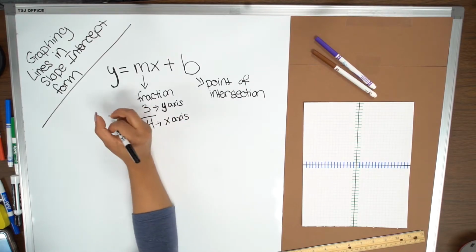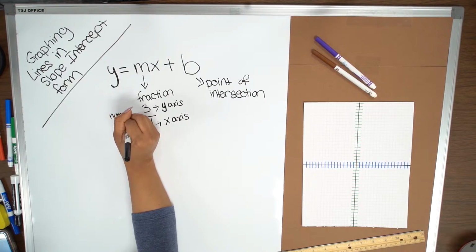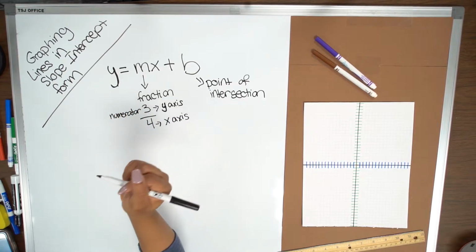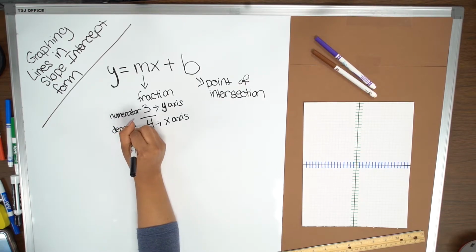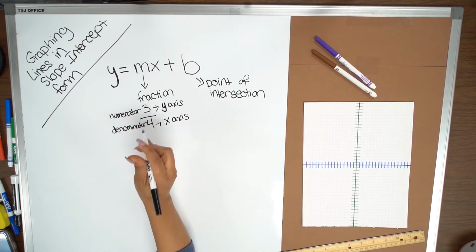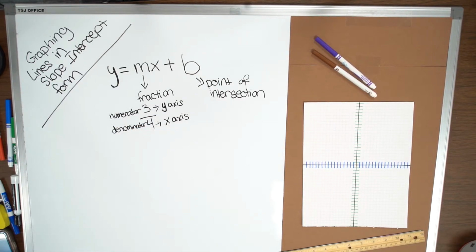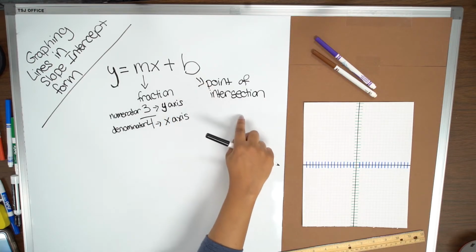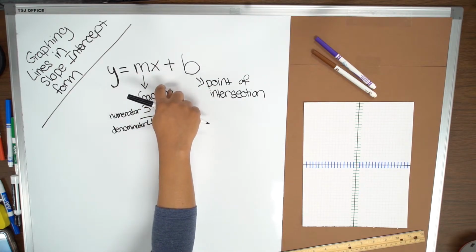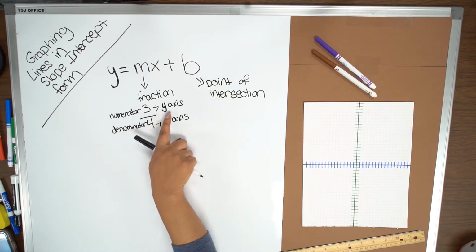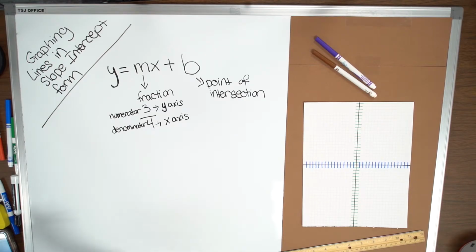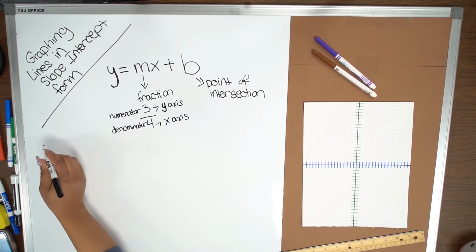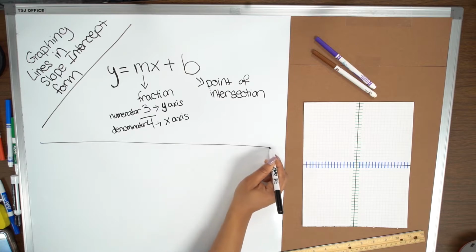So let me just write numerator. I'm a math teacher, not a spelling teacher, so hopefully I spelled that correctly. Sorry if I didn't. Denominator. Okay. So B is the point of intersection. The M is a fraction, and the numerator is along the Y-axis. The denominator is along the X-axis. Okay. So hopefully that makes sense. Okay, I should be able to leave that there because I should have enough space.